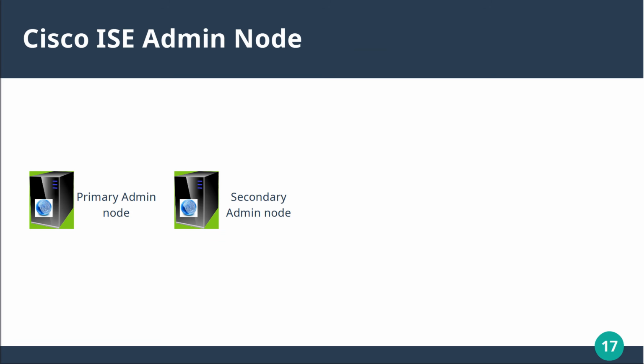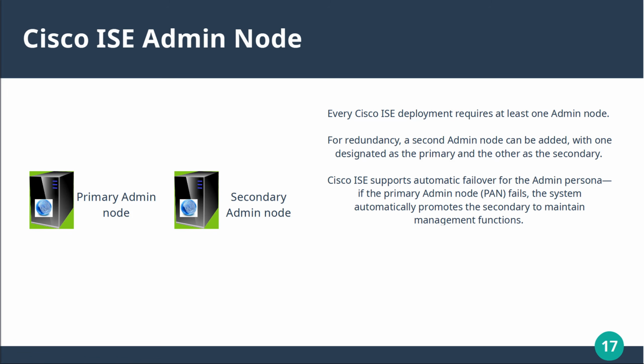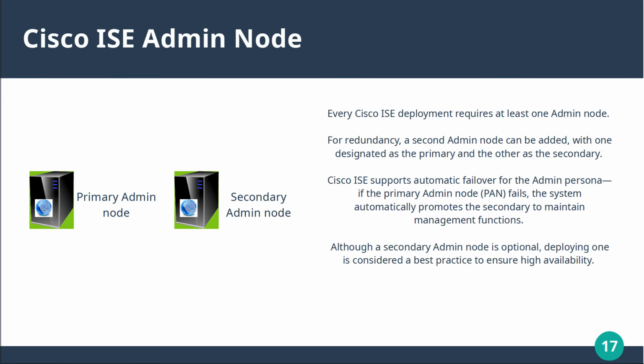The Cisco admin node. Every Cisco ISE deployment requires at least one admin node. For redundancy, a second admin node can be added, with one designated as primary and another as secondary. Cisco ISE supports automated failover for the admin persona. If the primary admin node, the PAN, fails, the system automatically promotes the secondary to maintain management functions. Although a secondary admin node is optional, deploying one is considered best practice to ensure high availability.